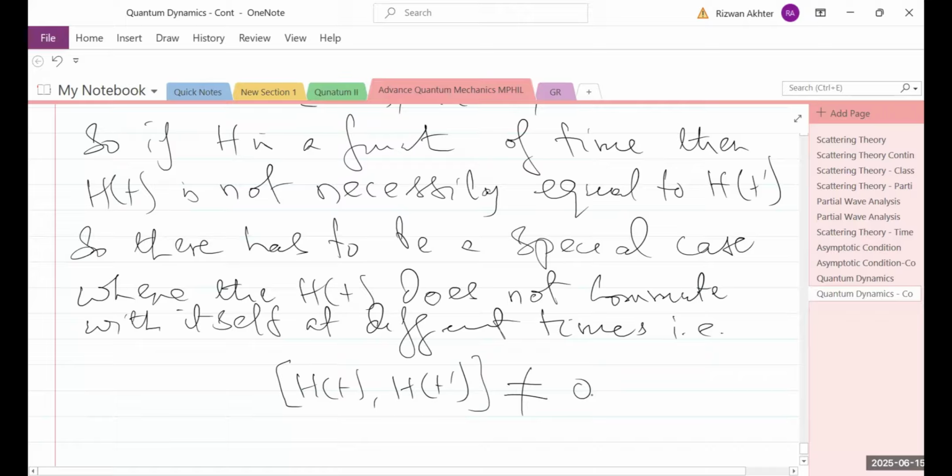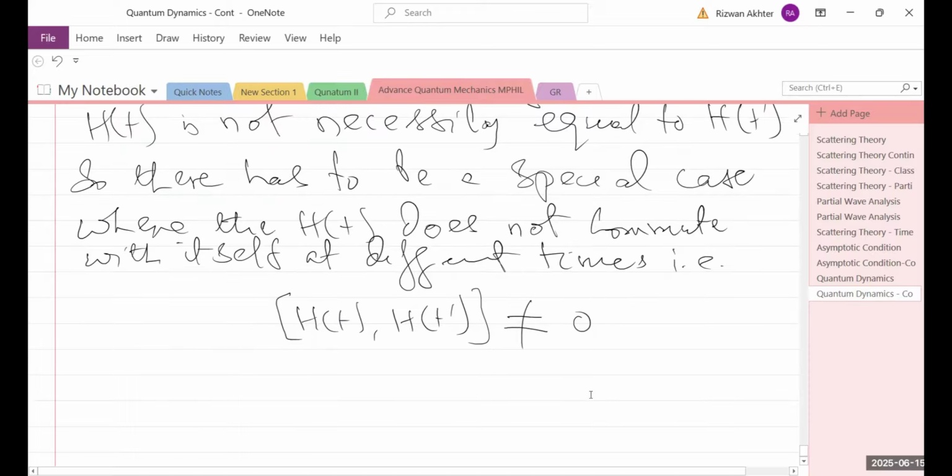So, for example, again, the quantum harmonic oscillator, whose frequency is a function of time. So the Hamiltonian is given by h equals p square upon 2m, you know the Hamiltonian of the harmonic oscillator, where if we denote the frequency by omega, then omega would be a function of time. So the Hamiltonian at one time does not commute with the Hamiltonian at another time. So this is some special case.